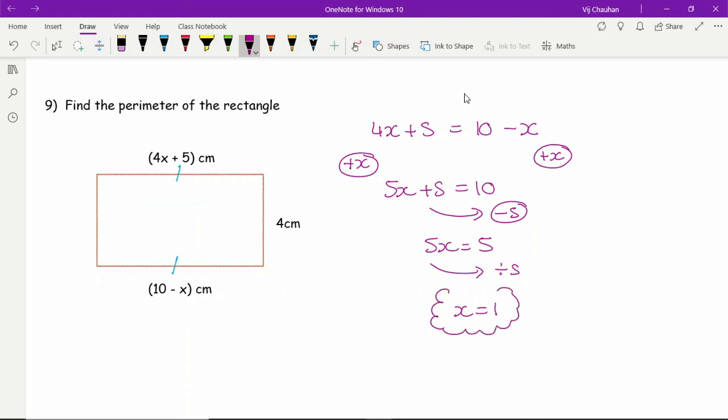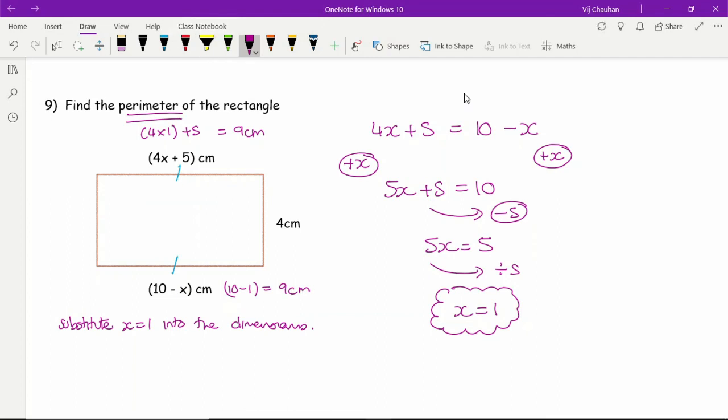Now you might be thinking to yourself, I've answered the question because I've done all the algebra. There you go. But wrong, because the question's asked us to find the perimeter of the rectangle. So what we now need to do is substitute x equals 1 into the dimensions. If this is correct, both these sides should give the same length. So here I'm going to do 4 times 1 plus 5. 4 times 1 is 4, plus 5 is 9 centimetres. Or you could do it on this one, which is 10 take away 1, which is 9 centimetres.